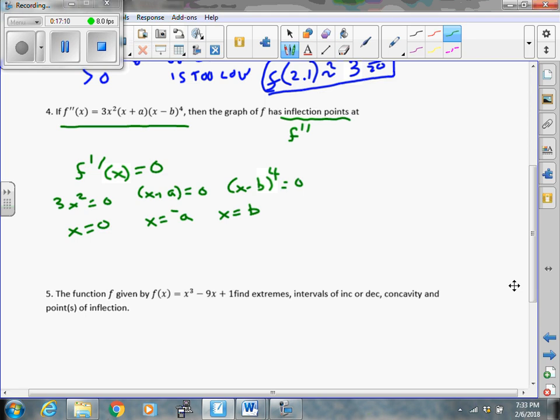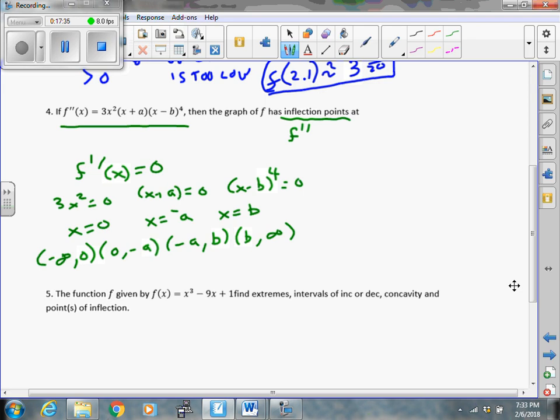So those are potential points of inflection, but I have to make sure they change. So let's check the intervals on each side. It's the only way I'm going to know if I have a point of inflection at these values. Not sure where a and b are. Not really going to be relevant, because what I'm really doing is checking each side of the 0.